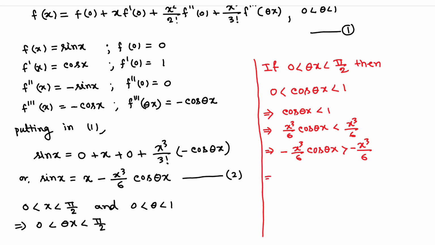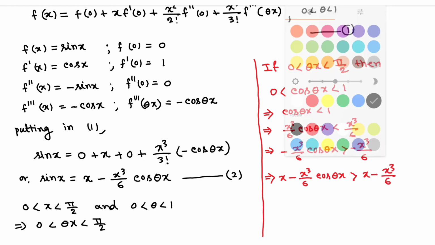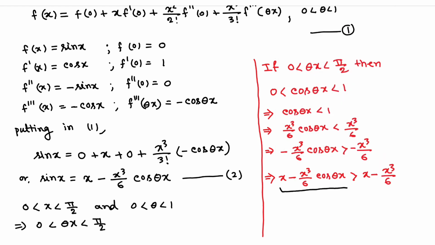Okay, now this implies x minus x cube by 6 cos θx is greater than x minus x cube by 6. Clear? And what is x minus x cube by 6 cos θx? This is sin x, from equation number 2.